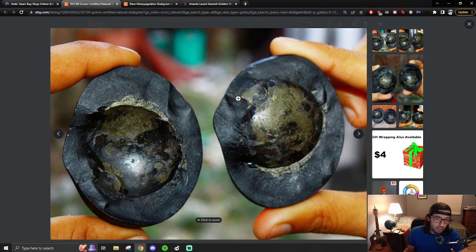Okay, so some tabs I have open. This one, I just thought it was interesting. It looks kind of like a planet.